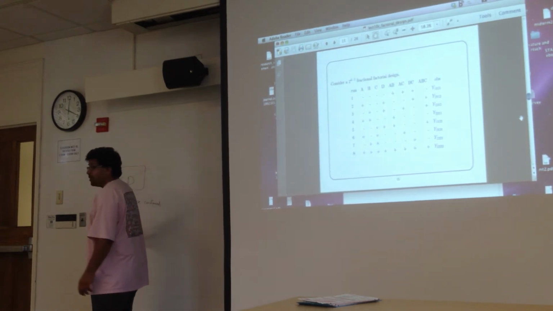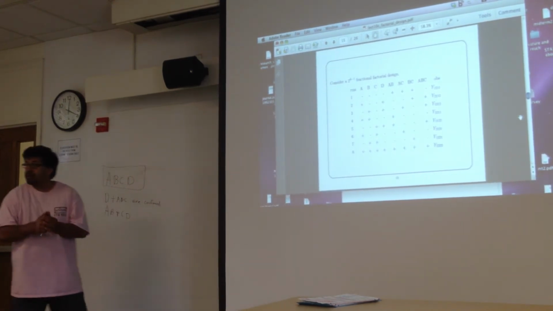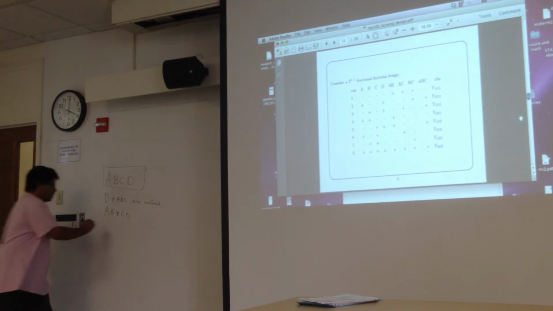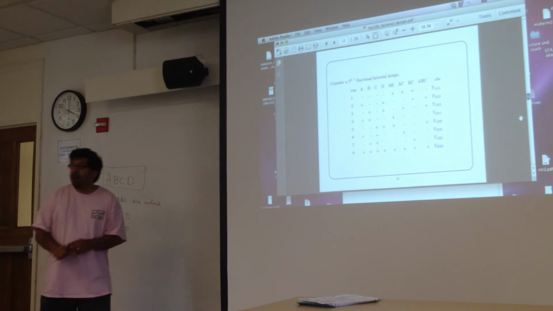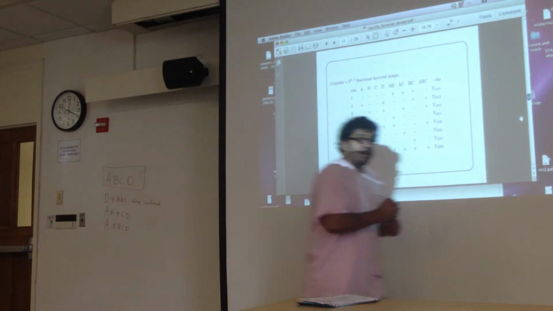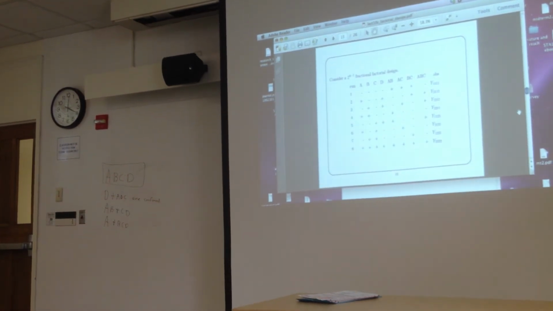A, B, and C are confounded. What are all those compounds going to be? A and B, C, D, right? We could do this for hours, well maybe not hours. Right, so these give me my compounds.